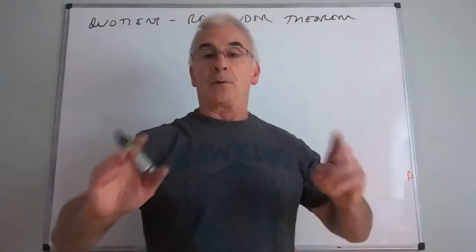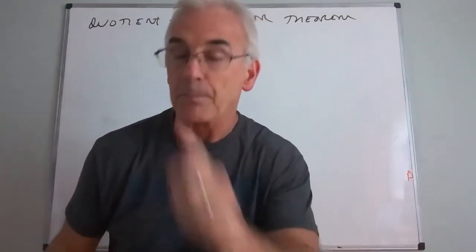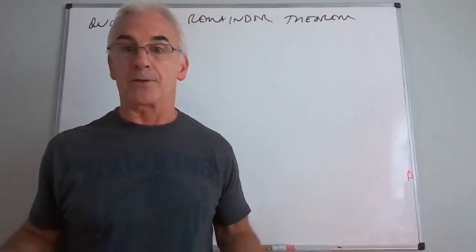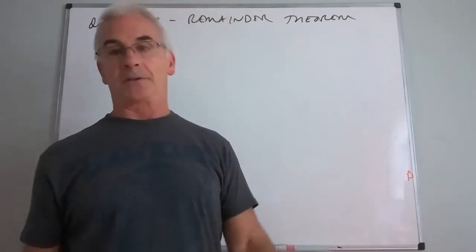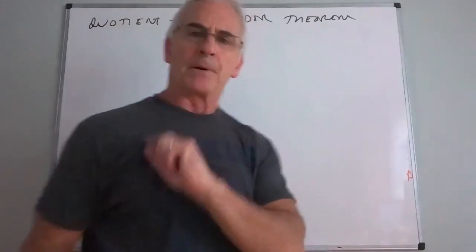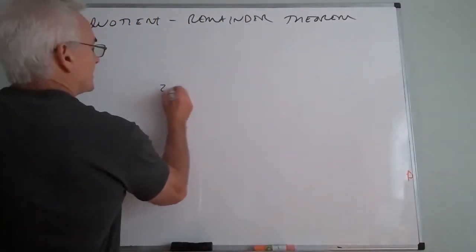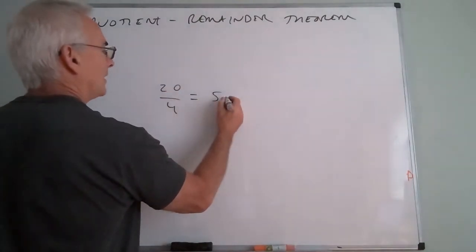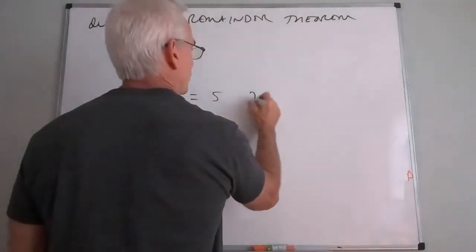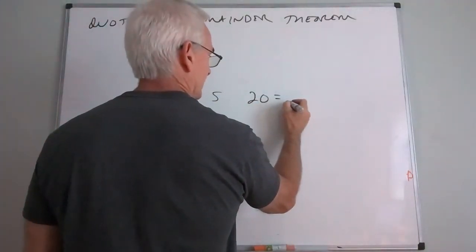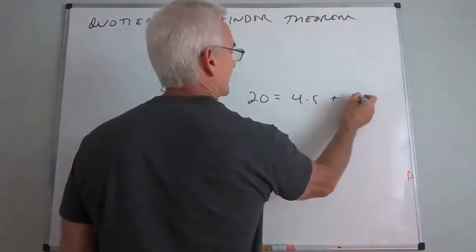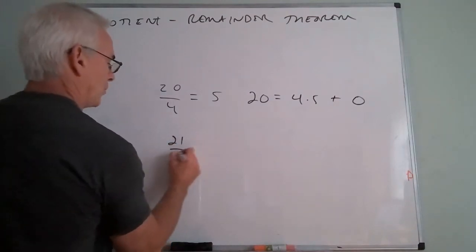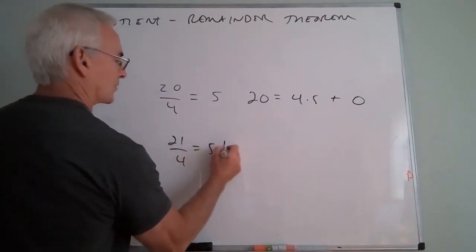If I give you, and by the way, we're only dealing with integers here, but they can be positive or negative, if I ask you to deal with the quotient of two integers, either there is a remainder or there is not. So we start with something simple. When I did 20 over 4, we can write that as 5. That means that 20 equals 4 times 5 plus 0.